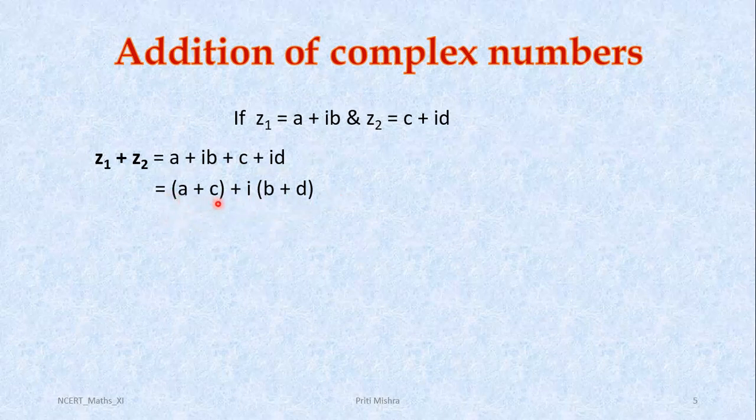So a plus c is the real part for the addition of these two complex numbers, and b plus d is the imaginary part for the addition of these two complex numbers.